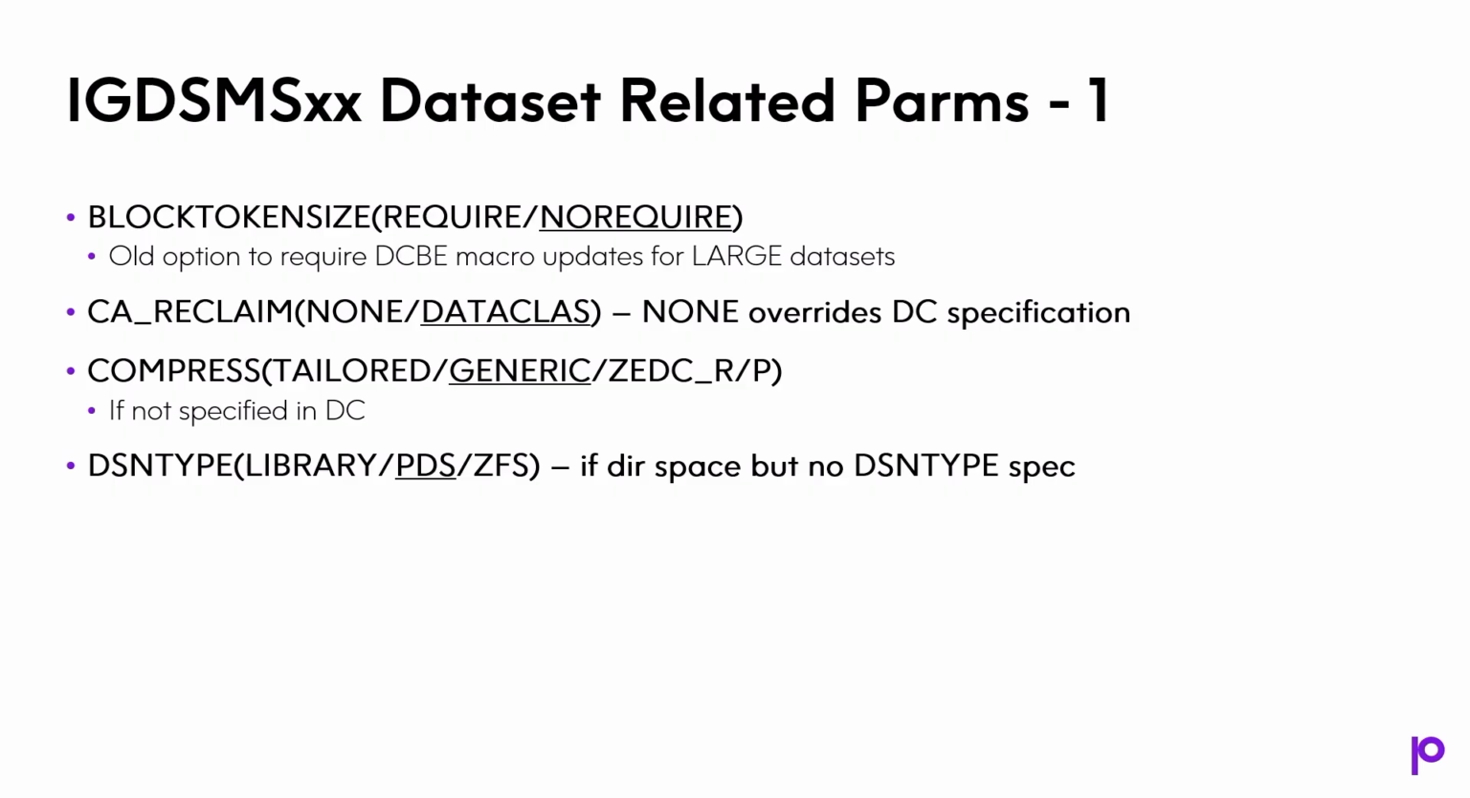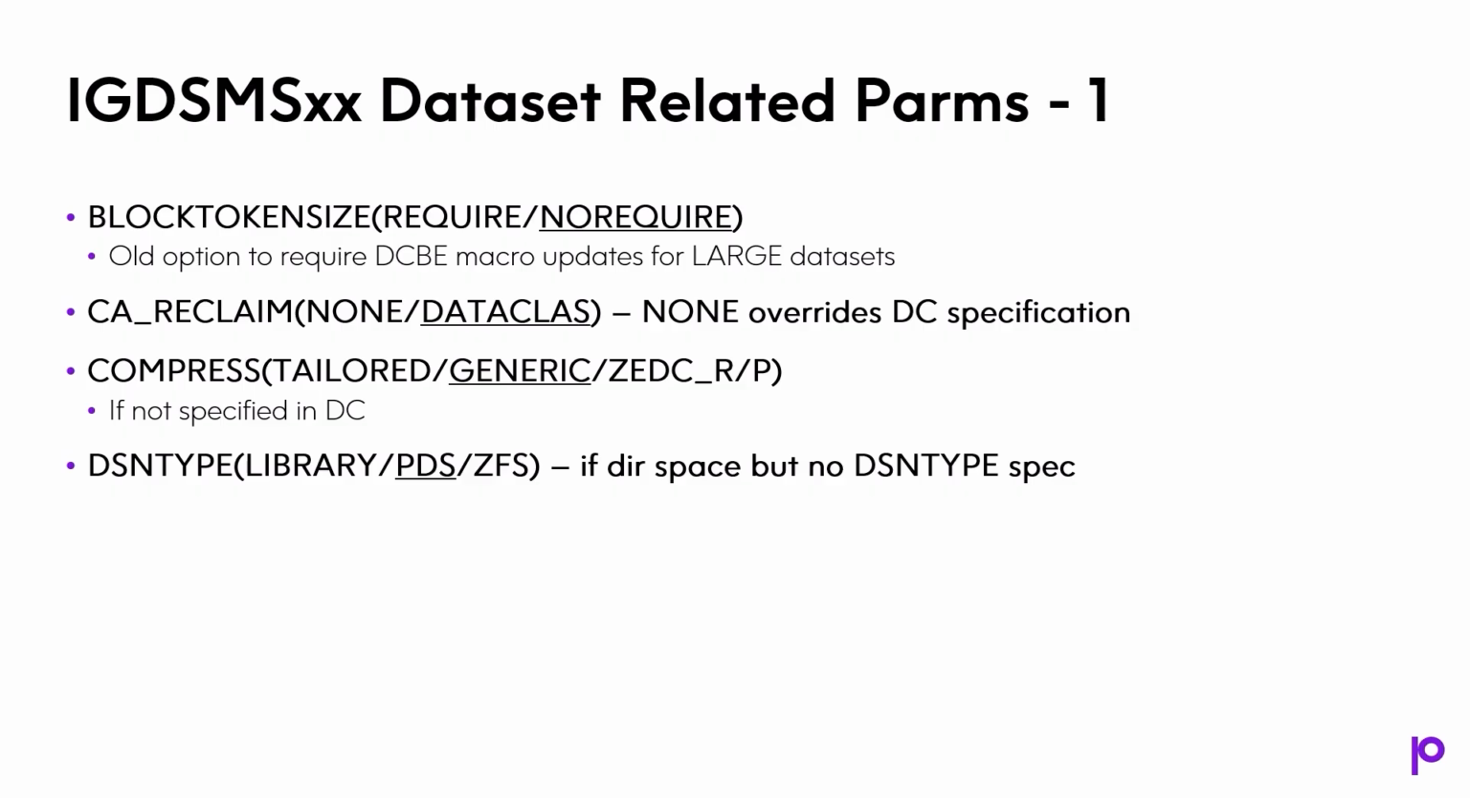And finally, one that's kind of interesting but occasionally can be confusing because there's a number of very similar parameters, DSN type. If I specified directory space, that is, I specified space equal some value with the directory value, but I didn't specify DSN type, the default is I get a PDS, which in most installations is what people use. They use partitioned datasets for everything.